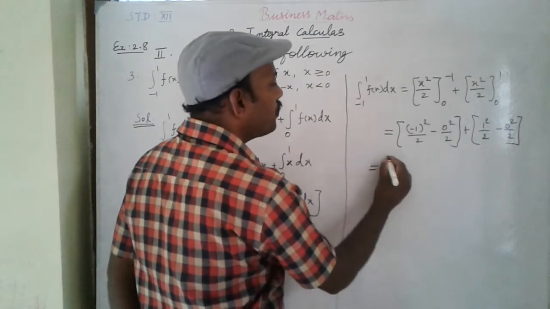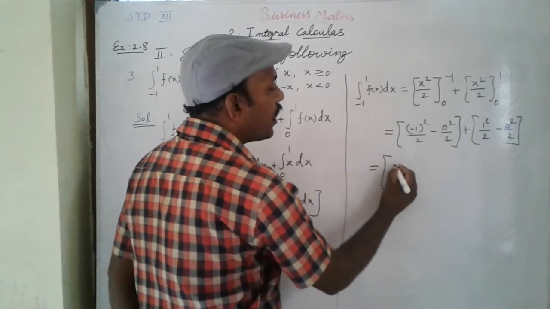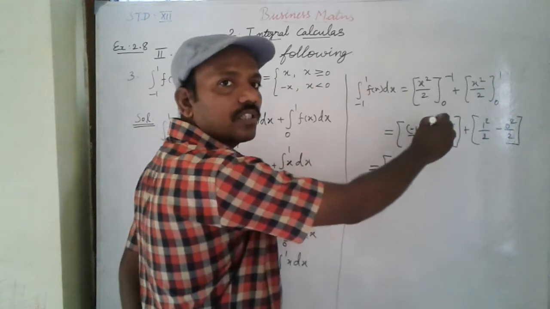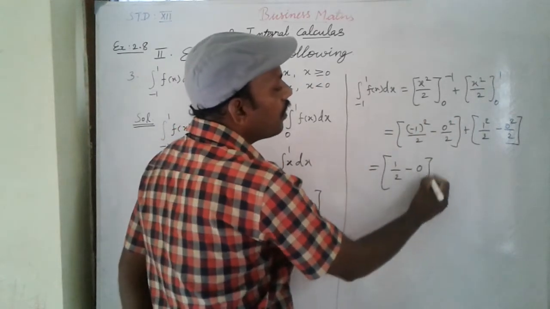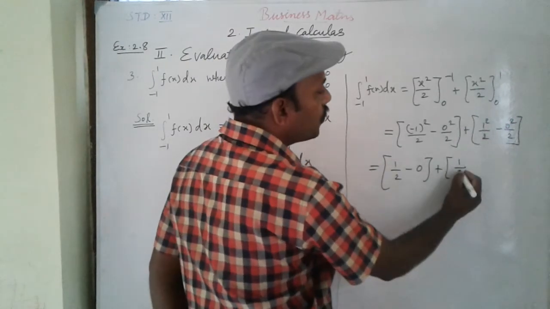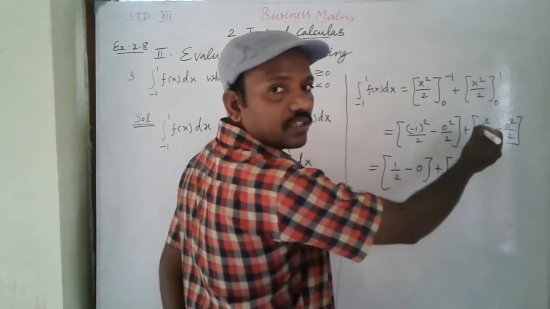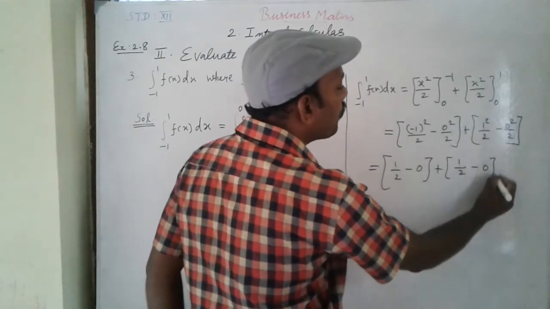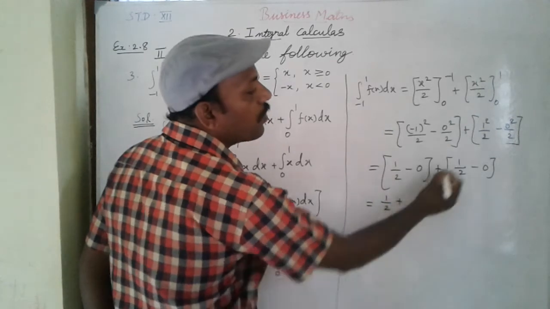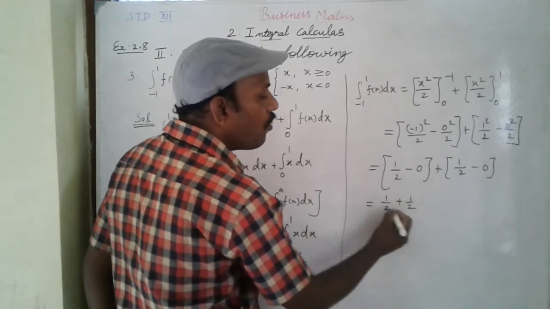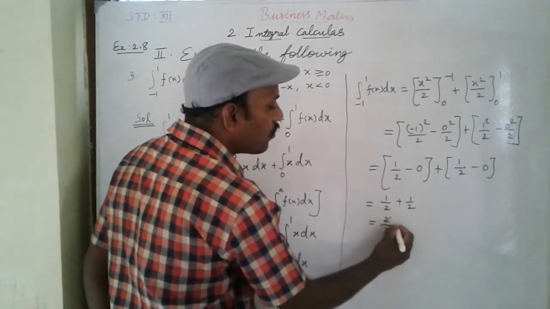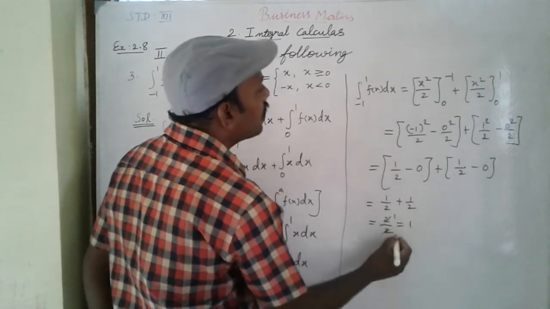That is equal to minus 1 whole square, which is 1, so 1 by 2 minus 0 square, which is 0. 0 divided by 2 is 0. Plus 1 square is 1 divided by 2 minus 0 square, which is 0. 0 divided by 2 is 0. So 1 by 2 minus 0 is 1 by 2. 1 by 2 plus 1 by 2 is 2 divided by 2, it cancels, and what is here? 1. That's all.